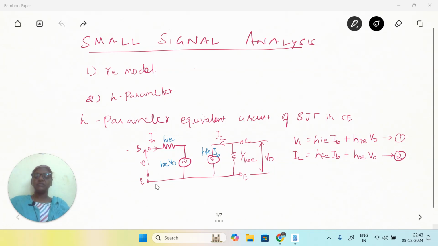Welcome to the lecture series of Analog Electronics. In today's session, we are going to see small signal analysis of BJT in common emitter configuration.